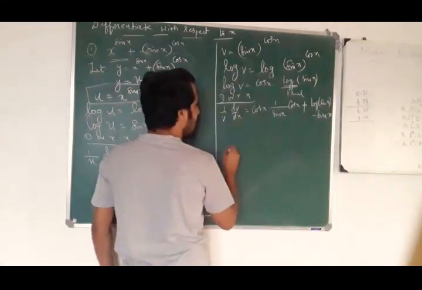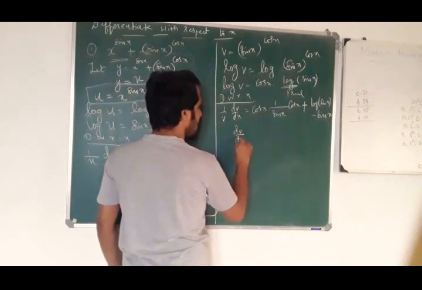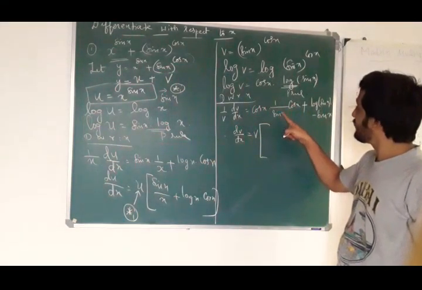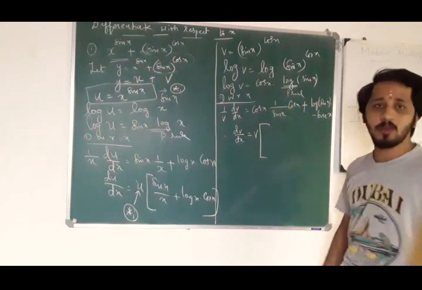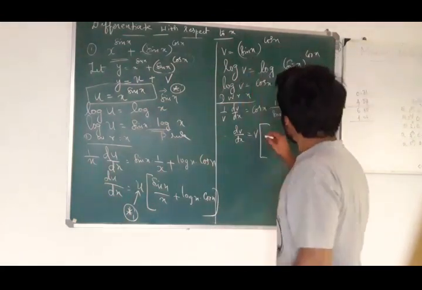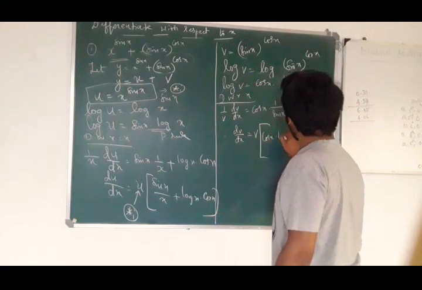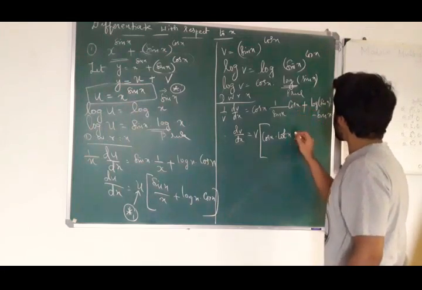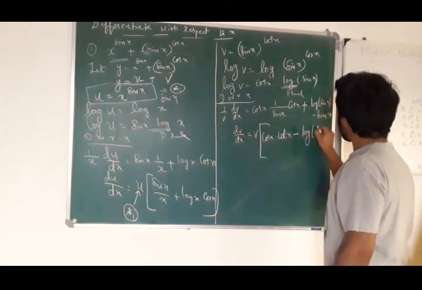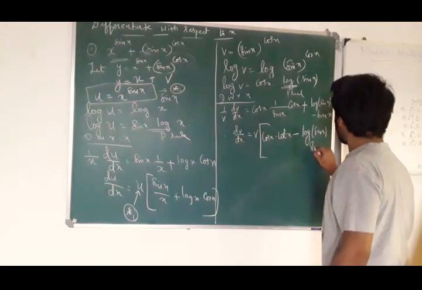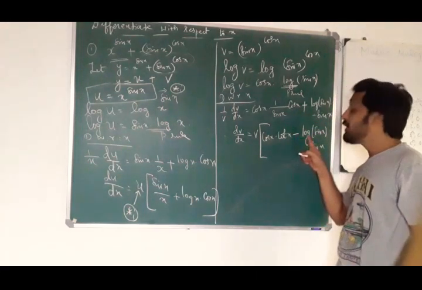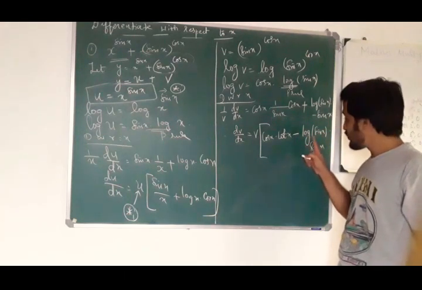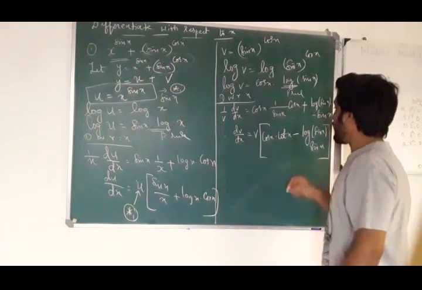Now 1 by v dv by dx. Therefore dv by dx is equal to v into, listen here, cos x by sin x is what? Cot x. So can I write cos x into cot x plus, again, plus into minus is what? Minus. So this plus will change as minus log of sin x into sin x. Don't write sin square x. This is in terms of logarithm, so you cannot multiply this sin and this sin. So log of sin x into sin x, which is the required answer.